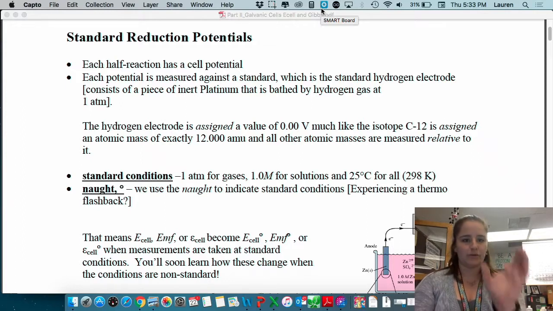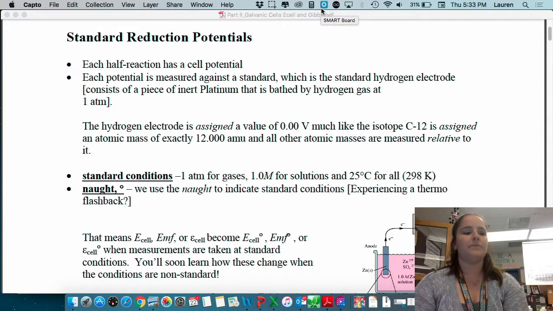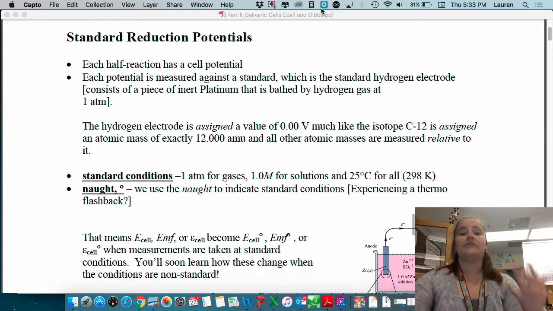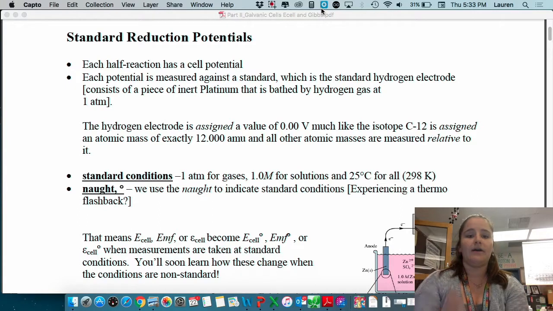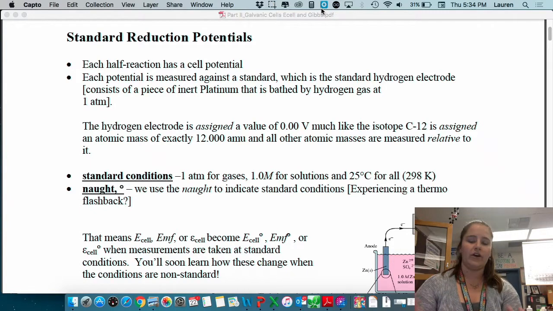Remember, in electrochemistry, we're always talking about the reduction half and the oxidation half. Okay, that potential is measured against the standard, which is a hydrogen electrode, basically an inert piece of platinum bathed in hydrogen gas that doesn't really react. We assign that a voltage of 0, just like how we assign other things in chemistry, like the mass of a carbon-12 atom is 12.